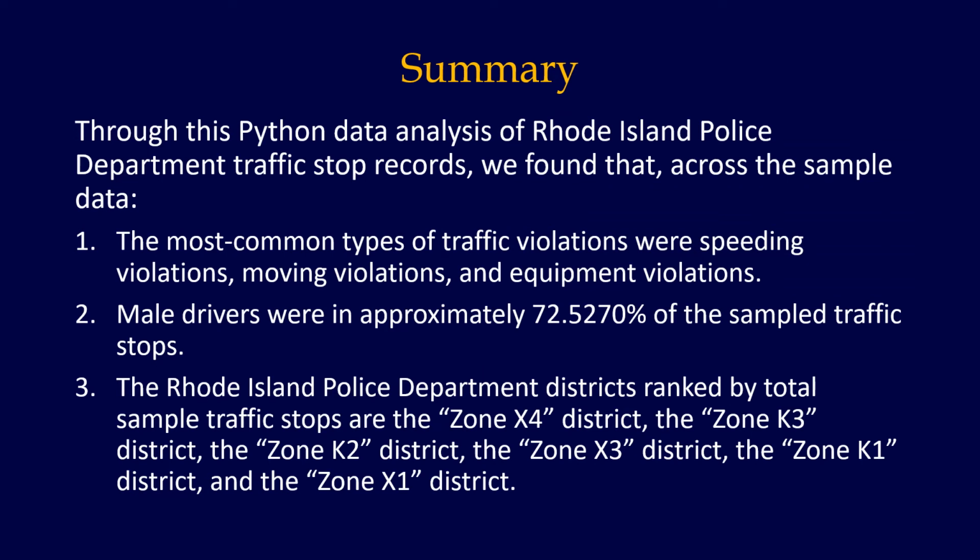To recap, through this Python data analysis of Rhode Island Police Department traffic stop records, we found that across the sample data, the most common types of traffic violations were speeding violations, moving violations, and equipment violations. We found that males are the drivers in approximately 72.5270% of the sample traffic stops, and the Rhode Island Police Department districts ranked by total sample traffic stops are the Zone X4 district, the Zone K3 district, the Zone K2 district, the Zone X3 district, the Zone K1 district, and the Zone X1 district, respectively.